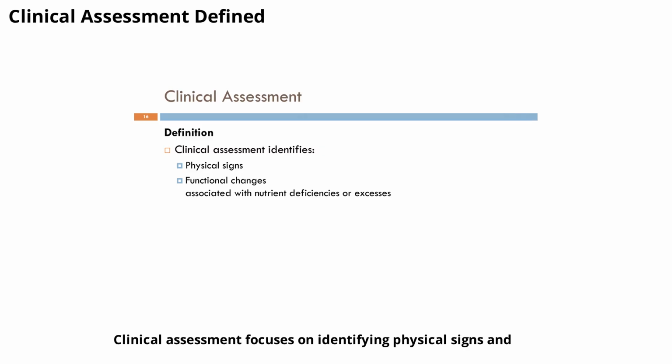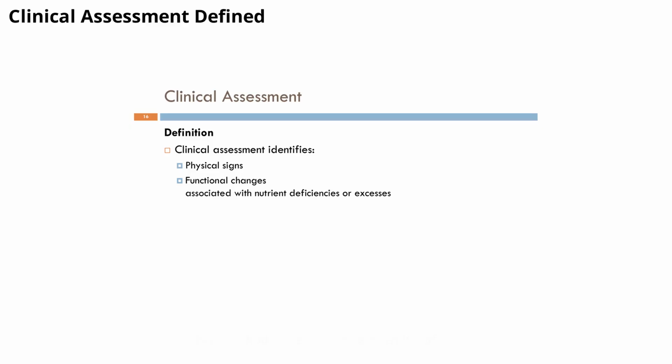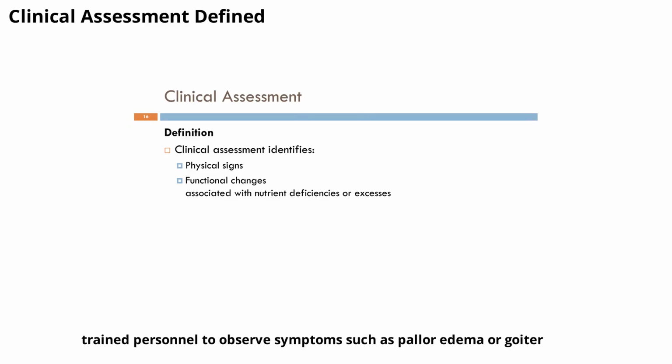Clinical assessment focuses on identifying physical signs and functional changes associated with nutrient deficiencies or excesses. This method relies on the expertise of trained personnel to observe symptoms such as pallor, edema, or goiter, which can indicate underlying nutritional issues. Clinical assessment is a rapid and cost-effective way to screen for problems, especially in resource-limited settings.